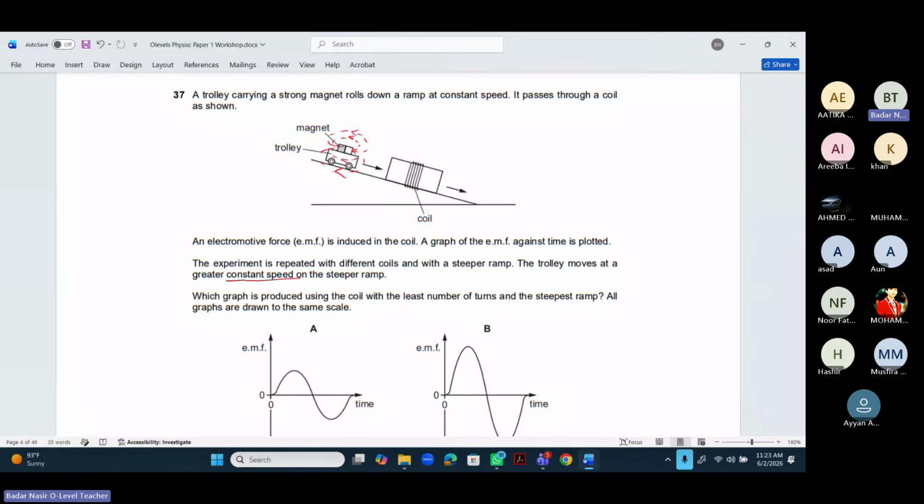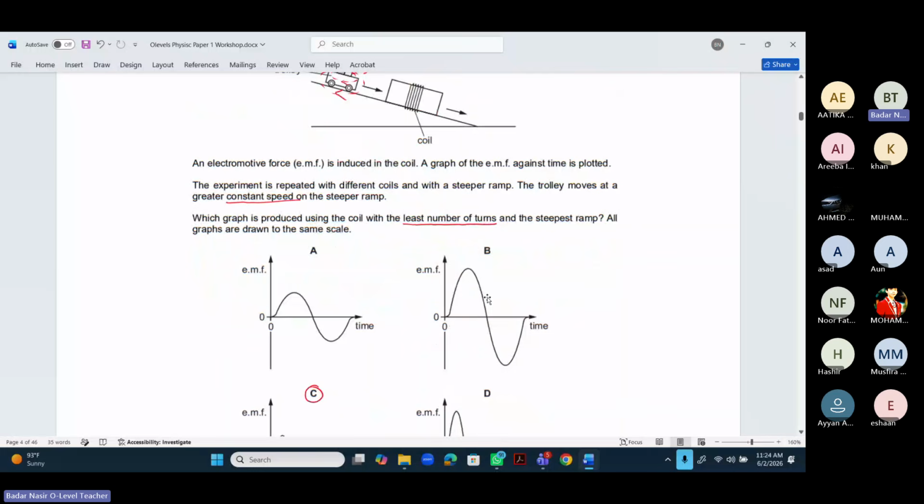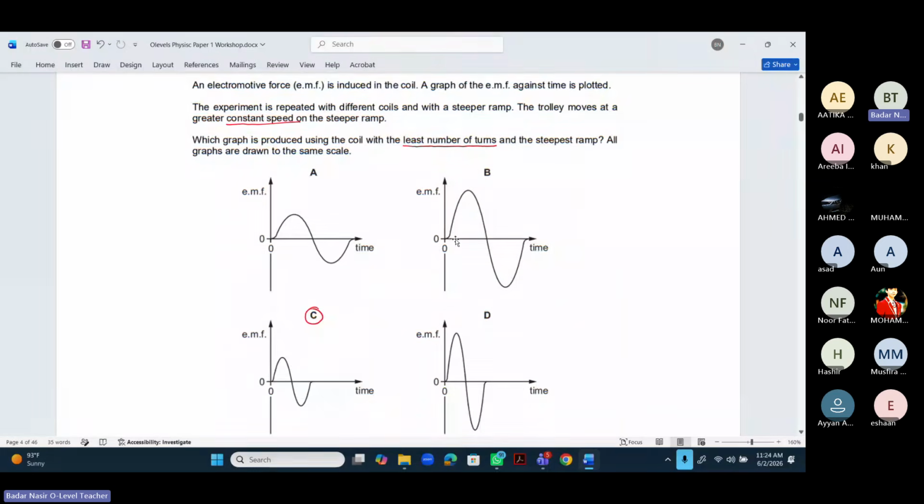So ये electromagnetic induction का phenomenon यहाँ पे होता है। अब उसने आपसे कहा है which graph is produced using the coil with the least number of turns and the steepest ramp, all graphs are drawn to the same scale. देखो, अगर number of turns ज्यादा होते हैं तो हमारे पास जो amplitude होता है EMF का वो ज्यादा होना था। अब क्योंकि हमारे पास number of turns कम है तो इसका मतलब है amplitude जो है वो कम होगा। So it cannot be B and it cannot be D.